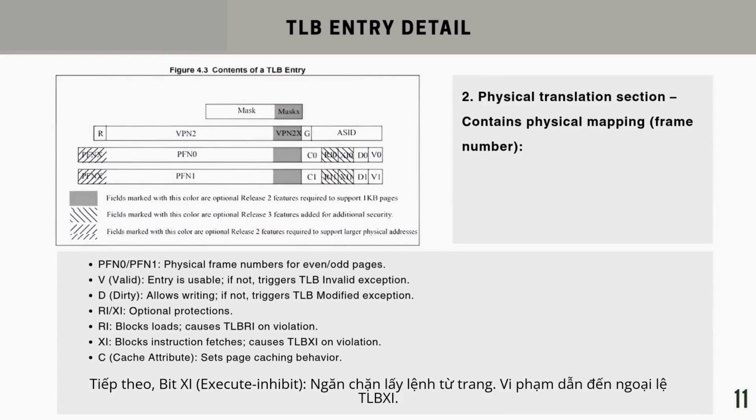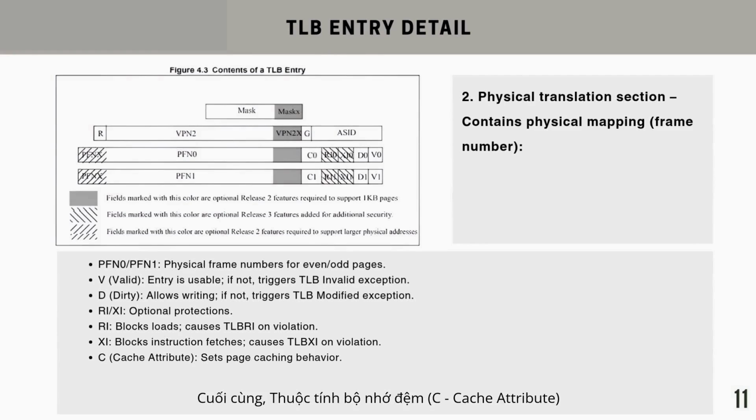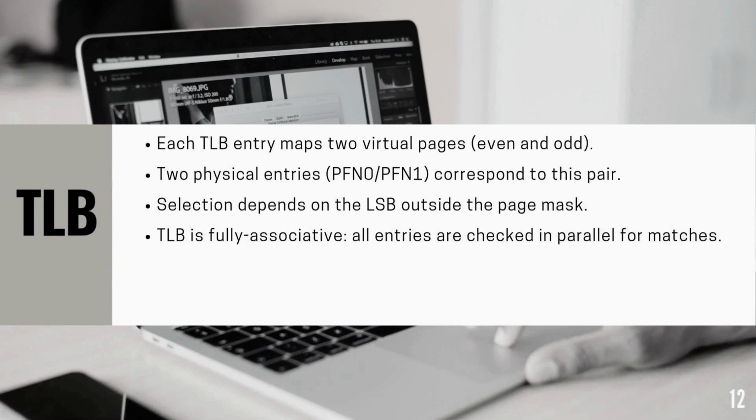Next one, XI, the execute inhibit bit, prevents fetching instructions from this page. A violation leads to a TLB XI exception. And the last, cache attribute. Attribute C. This field specifies the caching behavior for the page, such as write back or write through.